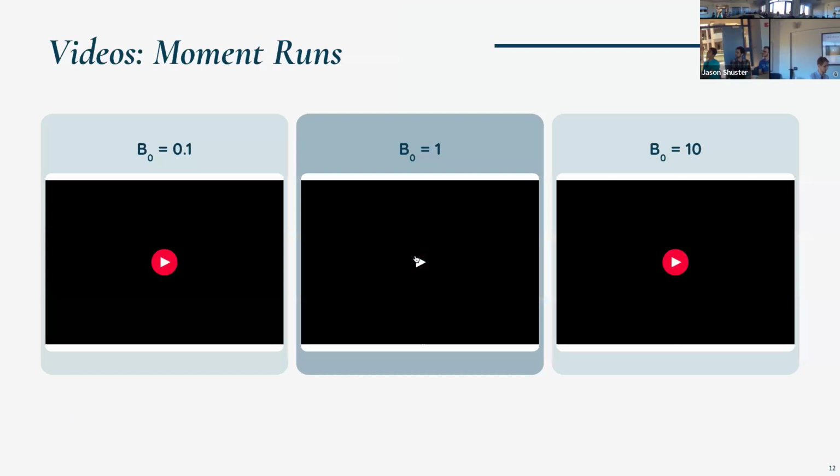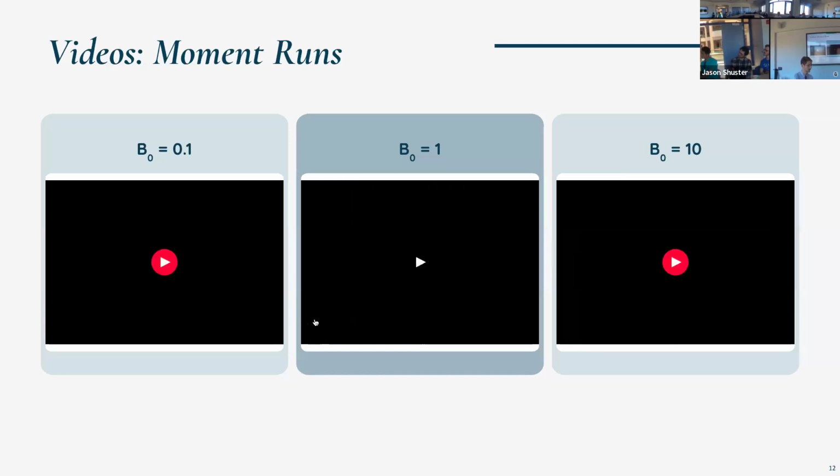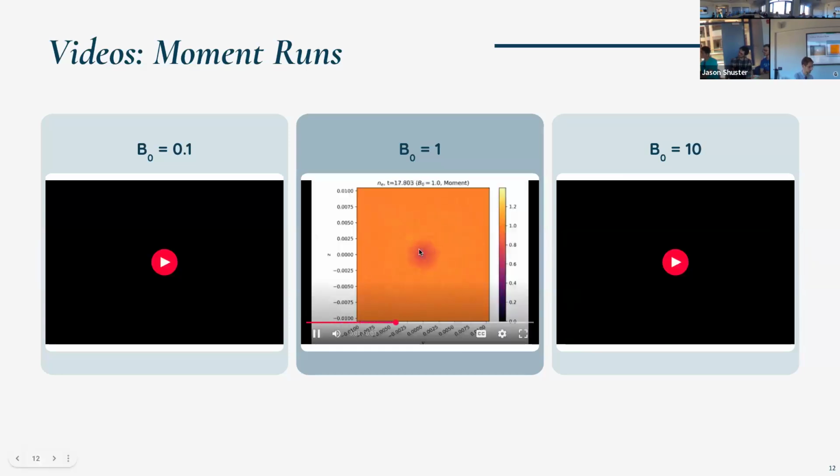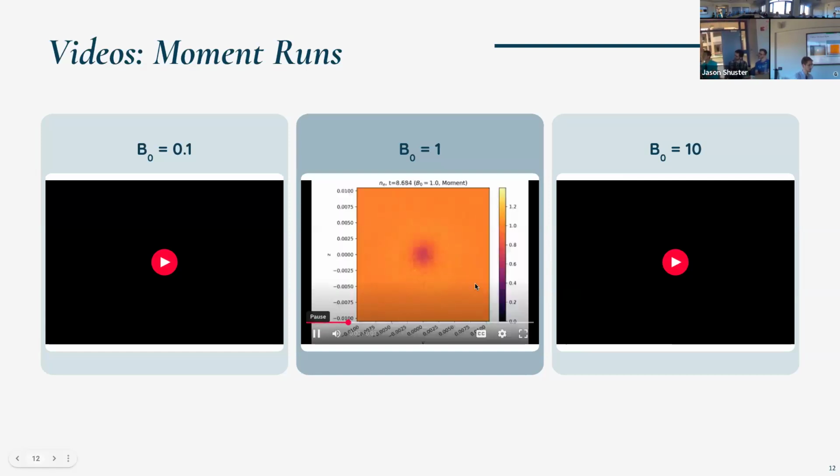So now I can show what these actually look like. So here's the moment runs. This is that breathing I'm talking about. I think I can move it. How do you right click? Yeah. So this is that just breathing effect.